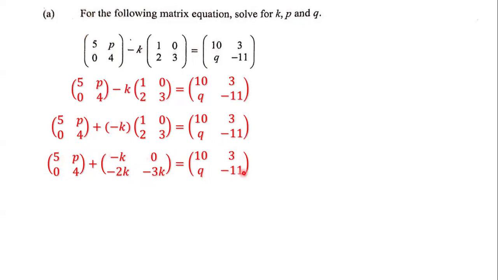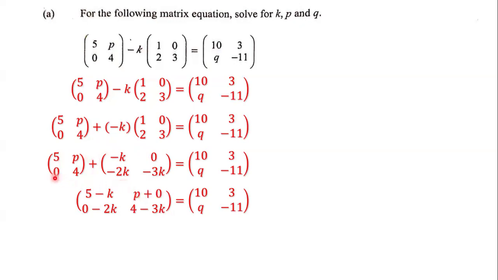Next, we need to add the matrices that are on the left-hand side. So we have to add this matrix with this matrix. When you're adding matrices, you have to ensure that you add corresponding entries. So this is going to be 5 plus negative K, and we know positive multiplied by a negative is negative, so it's still going to be 5 minus K. Next, we say P plus 0, which is simply P.